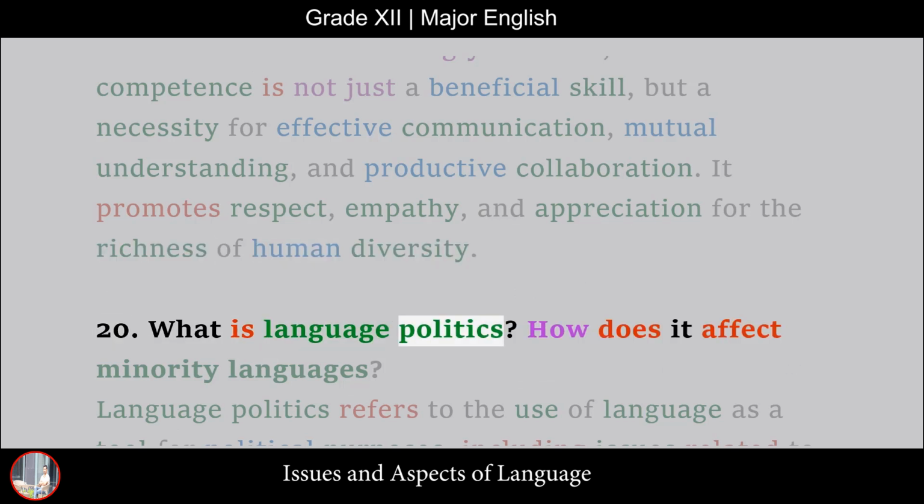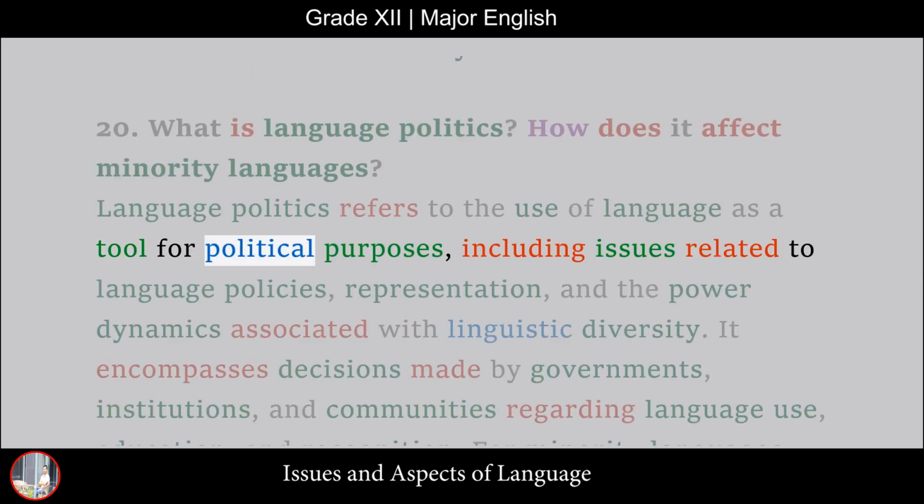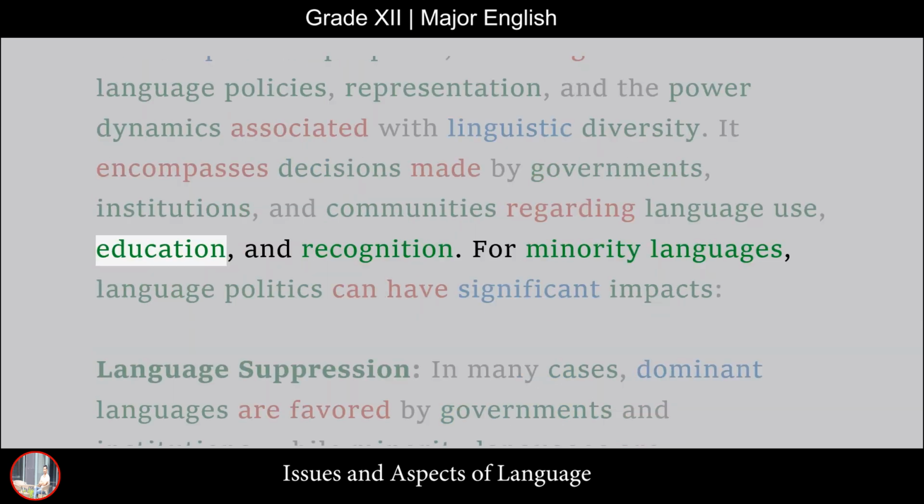20. What is language politics? How does it affect minority languages? Language politics refers to the use of language as a tool for political purposes, including issues related to language policies, representation, and the power dynamics associated with linguistic diversity. It encompasses decisions made by governments, institutions, and communities regarding language use, education, and recognition.